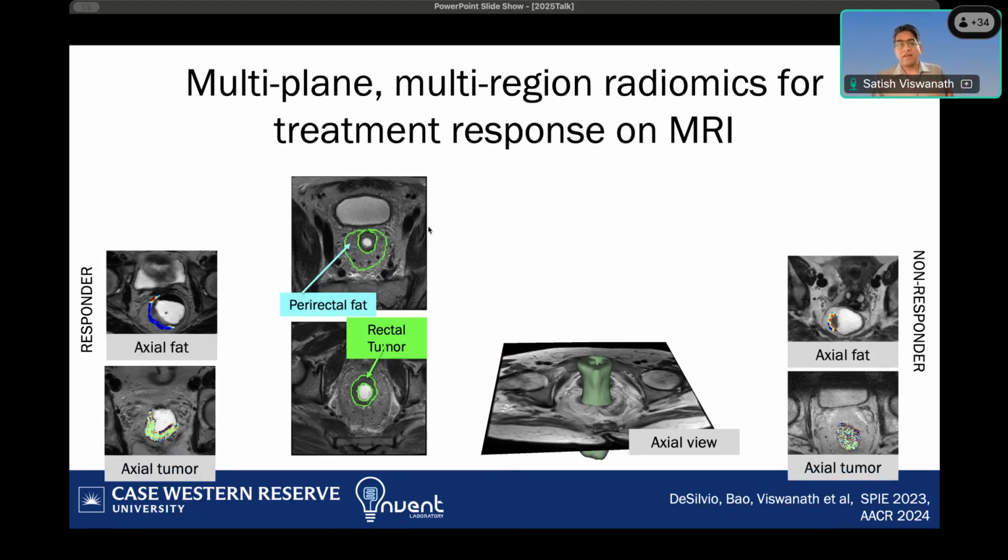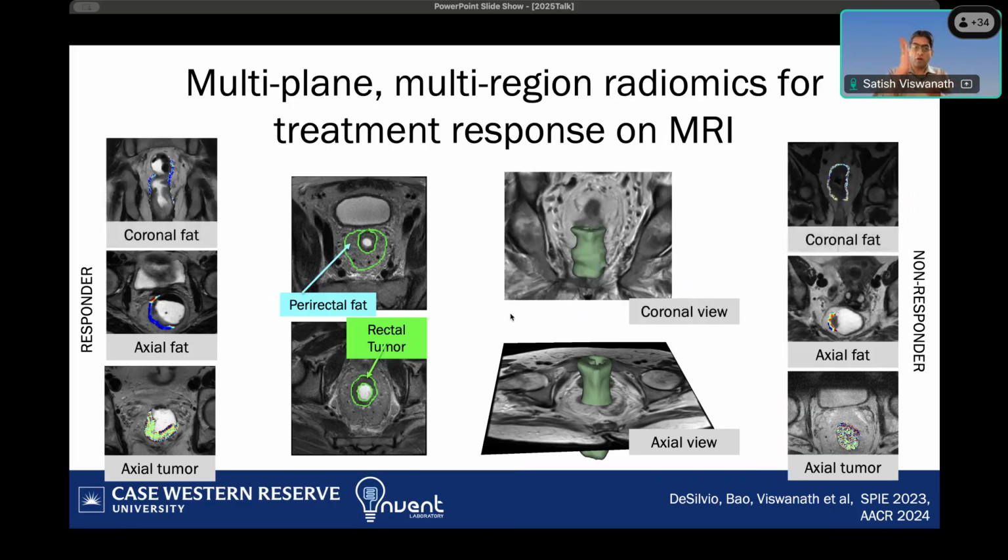And then interestingly, we didn't just look at it in one view. We also looked at it from an orthogonal view, a coronal view as well, because from a radiological perspective, they use multiple views when they're making their assessment. So we hypothesized that from a radiomics perspective, you would also need to incorporate multiple views, multiple angles of data in order to get a better model.